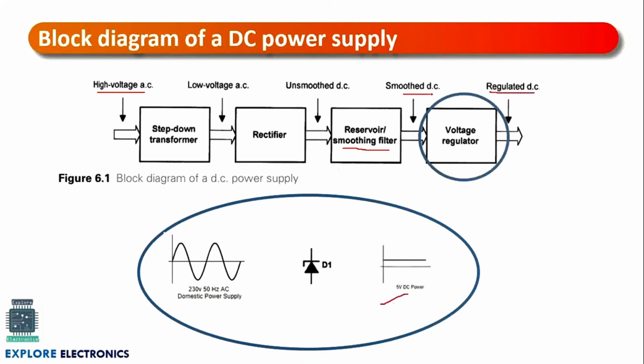Voltage regulator will be having active components like a transistor and a diode arrangement. Zener diode will be generally used, and we are going to get a steady DC output like this, that will be called the regulated DC output. Here regulated DC output means, even if there is a small variation in the input of the voltage regulator, it will regulate the DC output, and we can expect a constant output from the voltage regulator. This is the block diagram of the DC power supply.